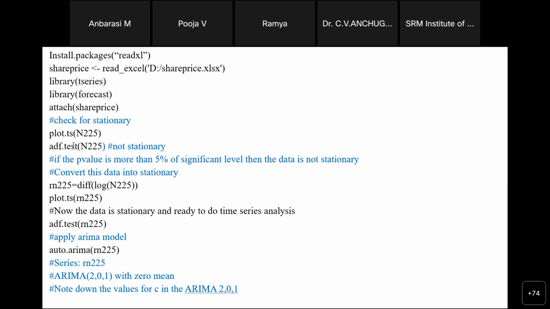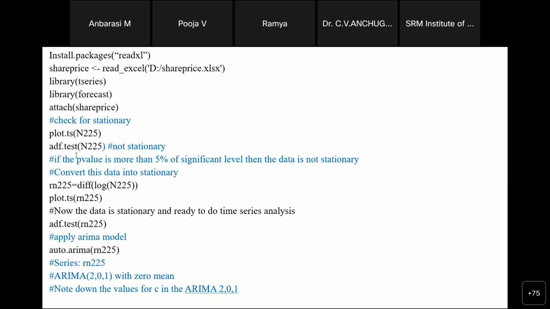So after converting into residual, first we will check it out. When you see this ACF, when you observe all the values, all the lags, they are less than 0.1. Okay, so no problem for this, and there is no correlation.